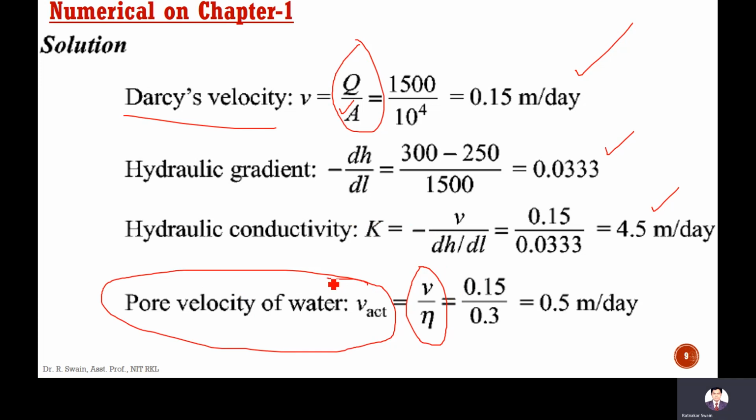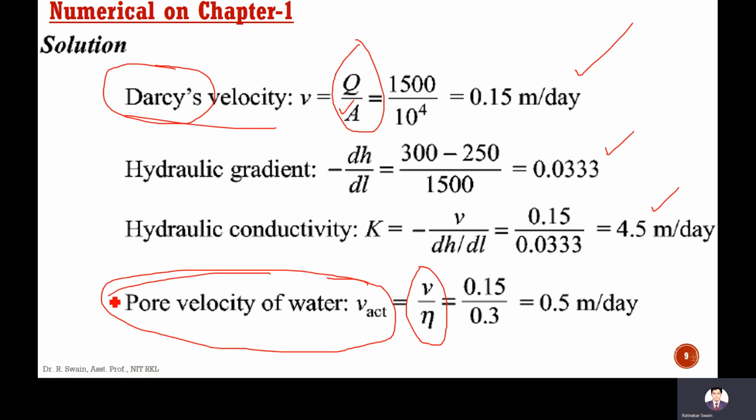Darcy considered the velocity or the flow of water through the soil surface. He did not distinguish the soil and the pores. He considered soil and pores everything the same, everything pores. Actually, velocity can occur only through pores.